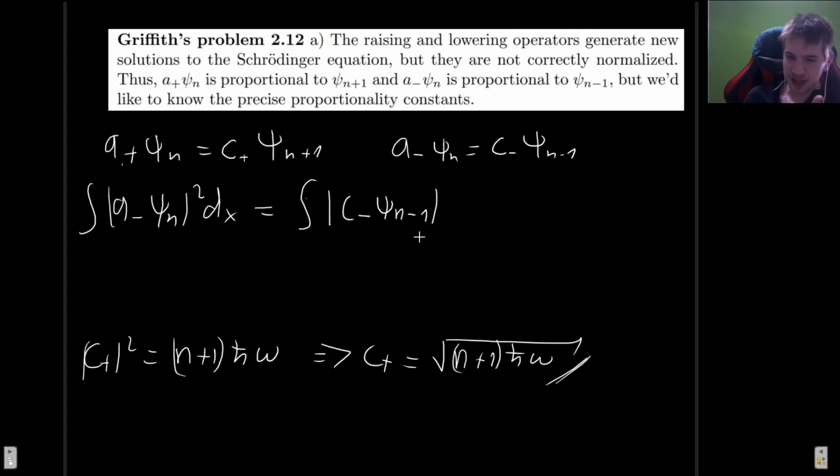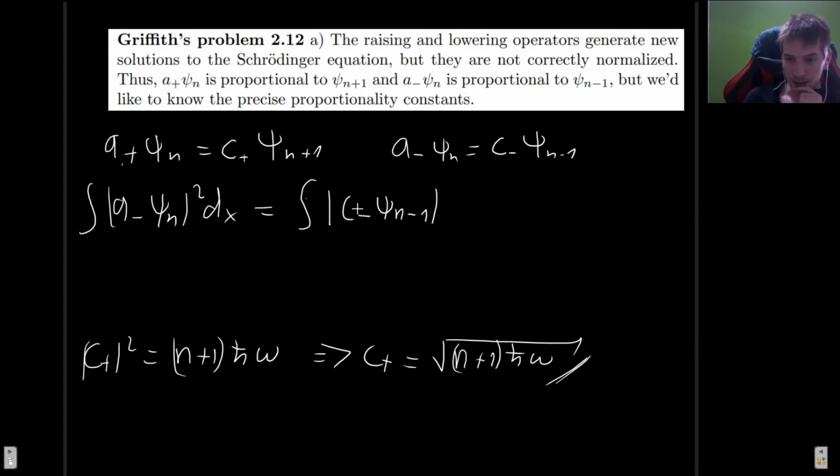I did write psi n plus 1, did I? I hope I did. If not, back when I said a plus psi n, this is going to be c plus psi n plus 1. Okay, I'm not sure if I wrote psi n plus 1 or if I still said psi n. I really hope I didn't make that mistake.